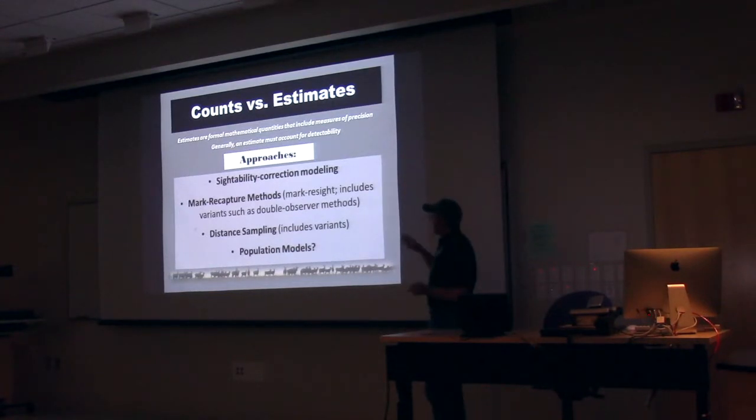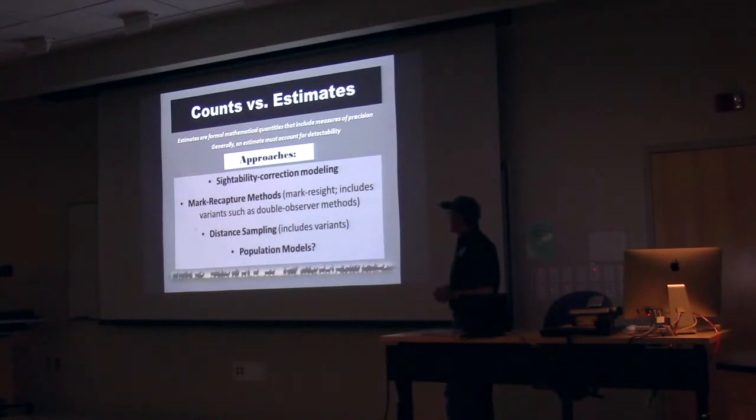There are not that many fundamental approaches to dealing with that, and I've listed them here. There are a lot of variants to some of these out there, but most of them trace back to one of these. And I'm going to talk mostly about the top three today. So sightability correction modeling, Mark-recapture methods, you might have heard that term, and for large animals like deer and elk, we use an innovation of Mark-recapture that we call Mark-resight. And there are some variants on this.